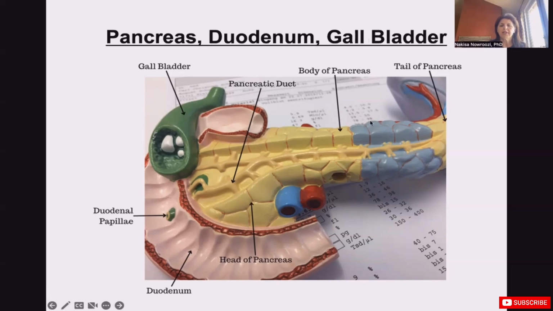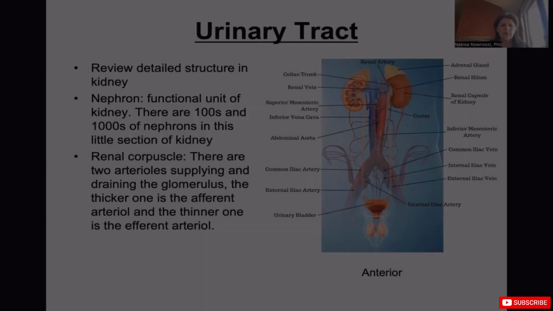This is the body of the pancreas, and at the very end, we have the tail of the pancreas. And these are the pancreatic ducts. We have pancreatic artery and vein also.